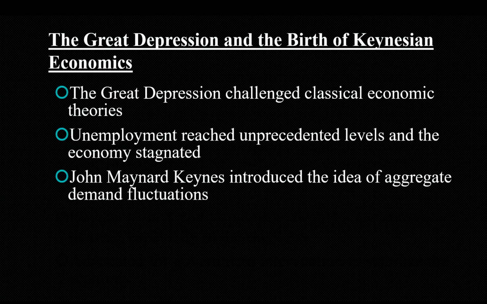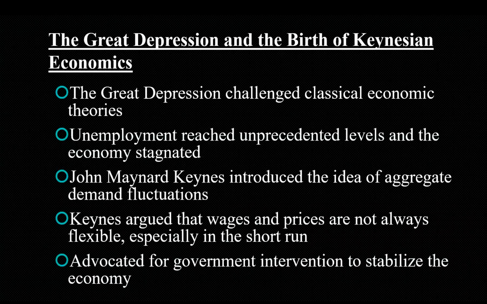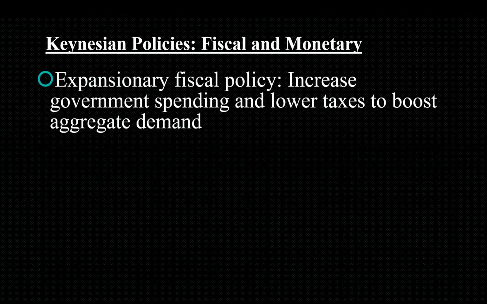Keynes argued that the economy could be unstable, primarily due to fluctuations in aggregate demand, AD. Unlike classical economists, Keynes believed that wages and prices are not always flexible, particularly in the short run, and that economic downturns could persist for long periods without government intervention. Keynes introduced the idea that government policies could help stabilize the economy. He emphasized the importance of effective demand, which is the total demand for goods and services in the economy.